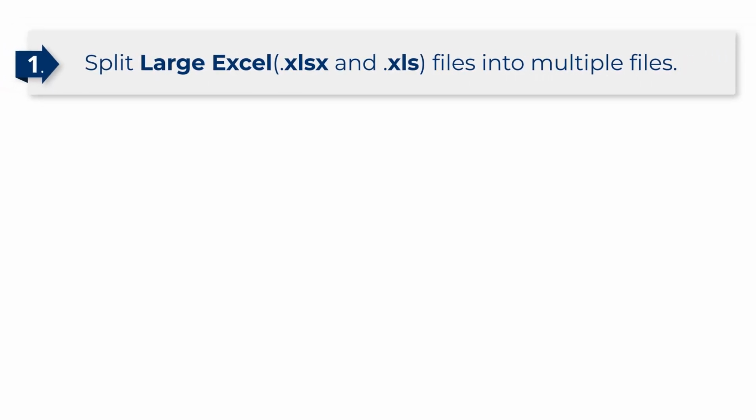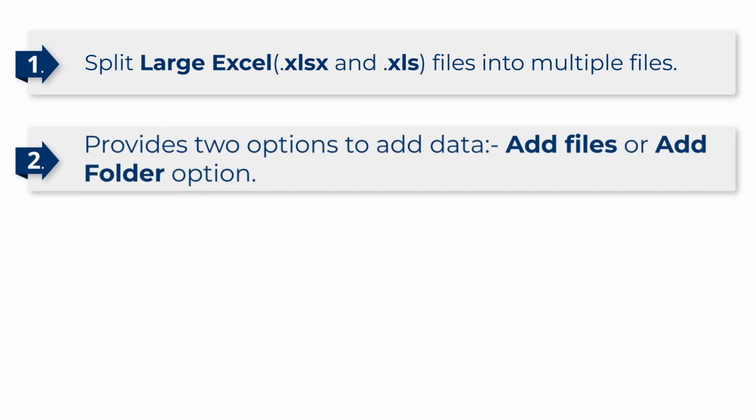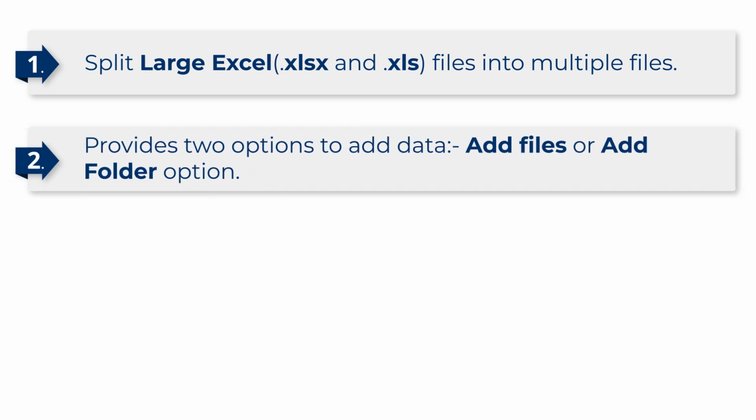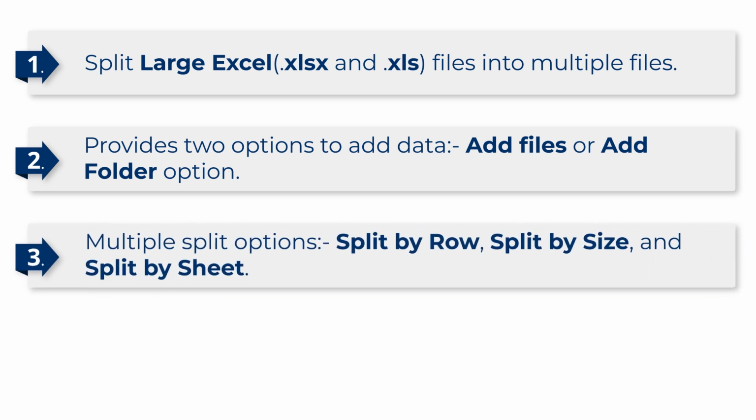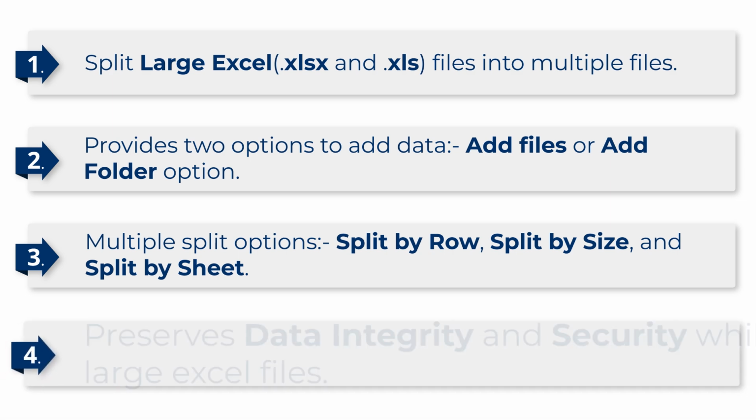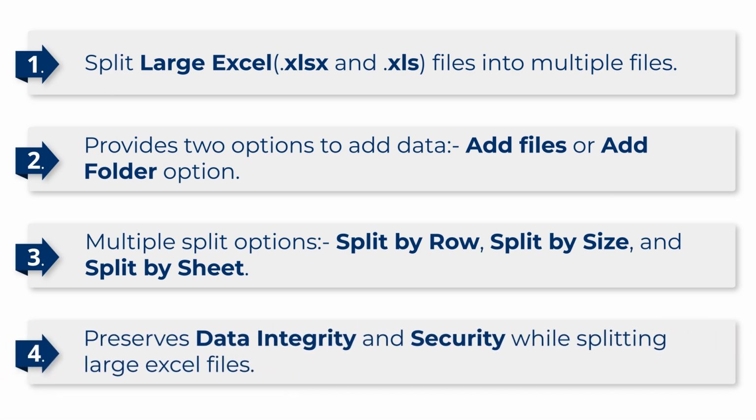Key features of the software. Excel Splitter Tool split large XLSX or XLS files into multiple small files. Excel Splitter Tool provides two options to add your files, Add Files or Add Folder option. The software provides multiple split options, split by row, split by size, and split by sheet. Preserves data integrity and security while splitting large Excel files.